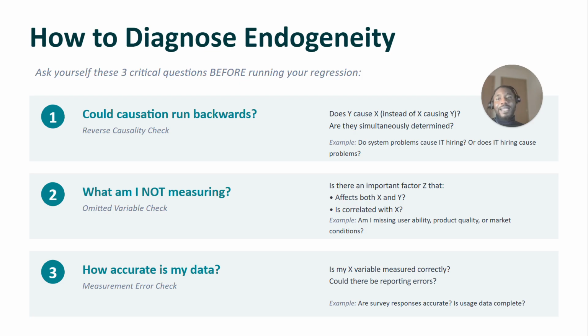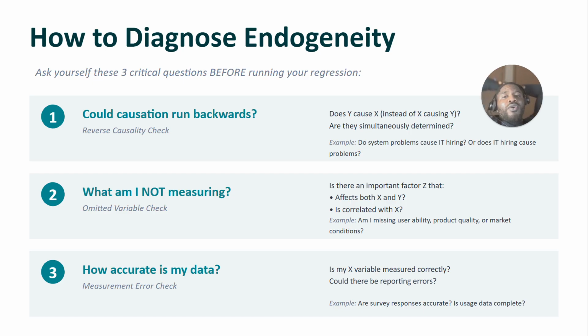Now, let's talk about how to diagnose endogeneity. So now you know the three types of endogeneity, but how do you actually diagnose it? You need to ask yourself three critical questions before running your regression. Let me walk you through each one of them.